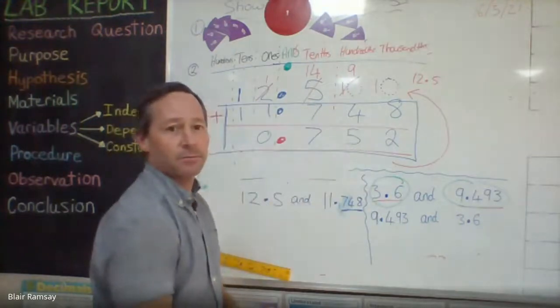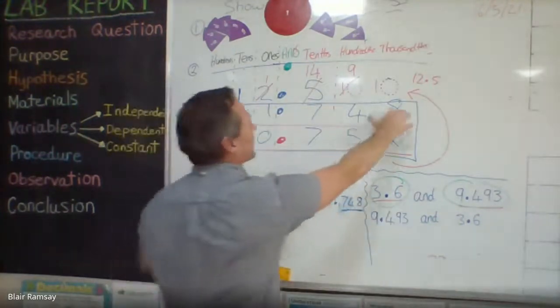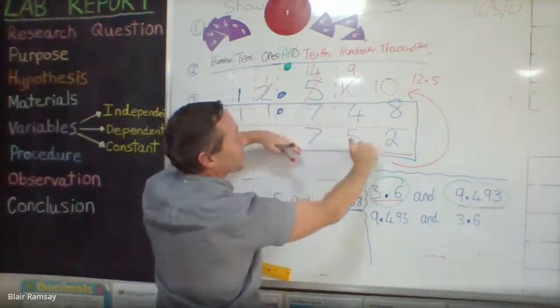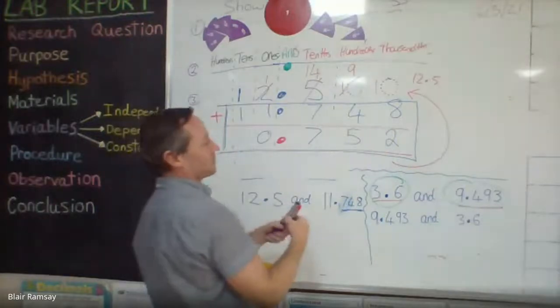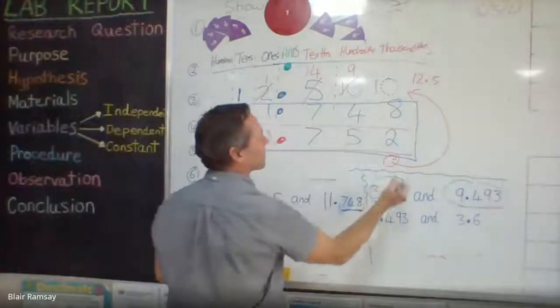I'm going to add up these last 2 rows to double check that Layla's correct. 8 plus 2, talk me through it. 8 plus 2 is 10, so it's 0, and you carry the 1. 4 plus 5 is 9, and 10 because of the 1. Carry the 1 to the next one. 1 plus 7 is 8. 8 plus 7 is 15, so you write 5, and you carry the 1. And then 1 plus 1 plus 0 is 2. Don't forget the decimal point, though.